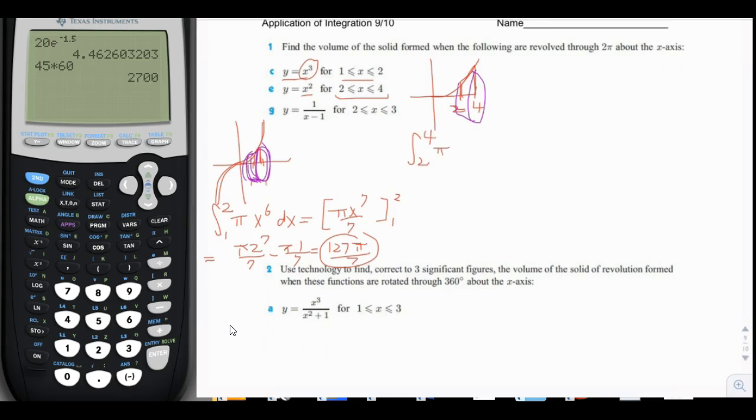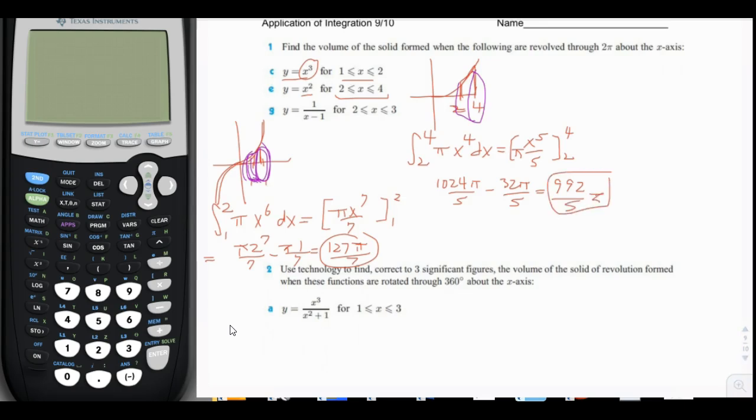And then we're going to put pi, and the r in this case is x squared squared, which is x to the 4th, and then dx. The integral of that is x to the 5th divided by 5. We're going to evaluate that from 2 to 4. Oh, don't forget pi. So 4 to the 5th power is 256 times 4, it's 1024 pi divided by 5. And if we put 2 in there, it's 2 to the 5th, which is 32 pi divided by 5. 1024 minus 32 is, what, 992? Is that right? Divided by 5, times pi. Okay.